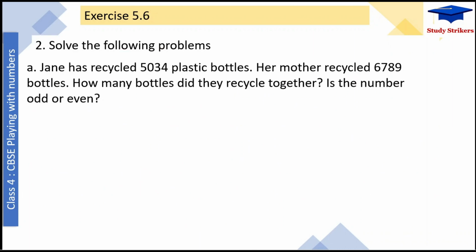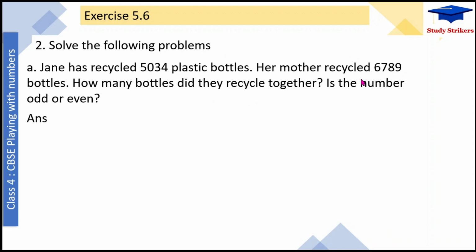Here we have to find the solution to these problems. First, Jen has recycled 5034 plastic bottles. Her mother recycled 6789 bottles. How many bottles did they recycle together? Is the number odd or even? If you look at these numbers, the first number is even, the next one is odd. In order to find the total, we need to add them.